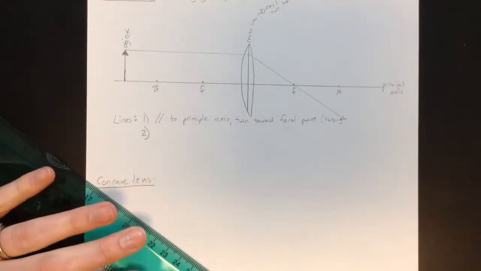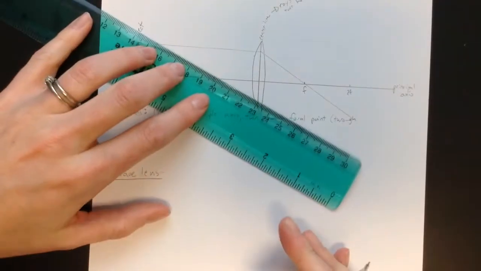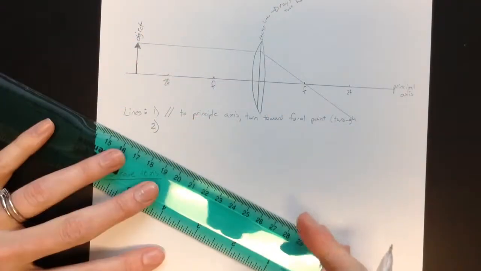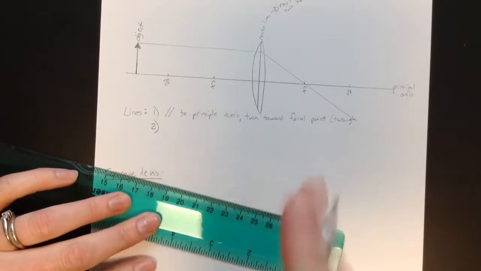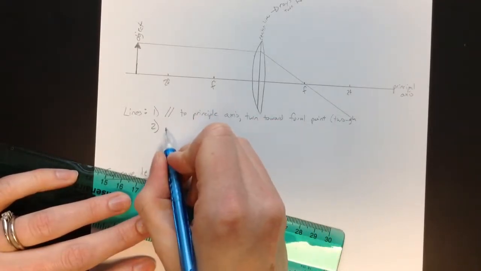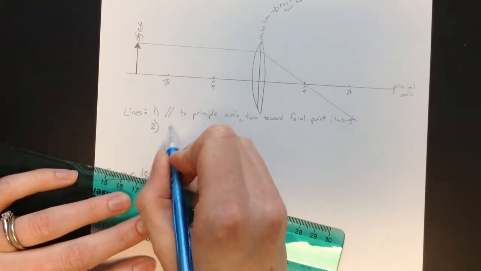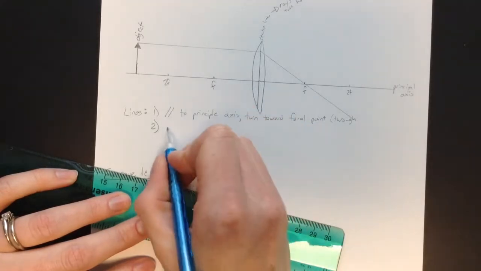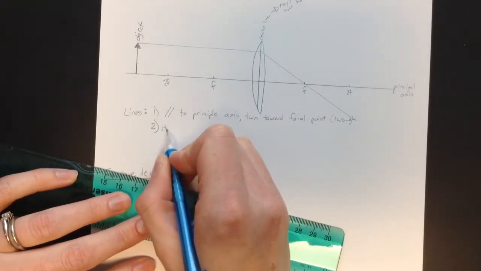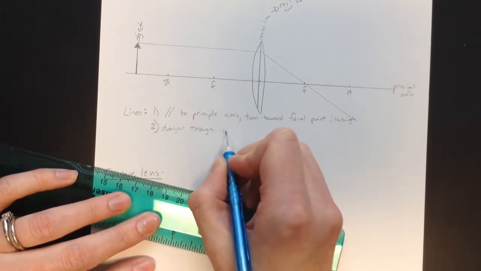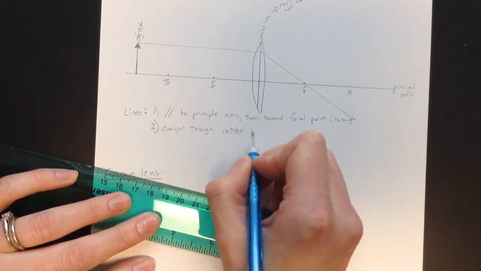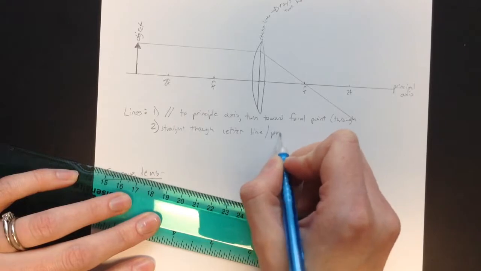Now my second line, last time we drew to the focal point and then it turned, and you can do that here also. The lens ray diagram is a little bit difficult, but the easier line to draw goes through this intersection right here. It goes straight through where the center line and principal axis meet.